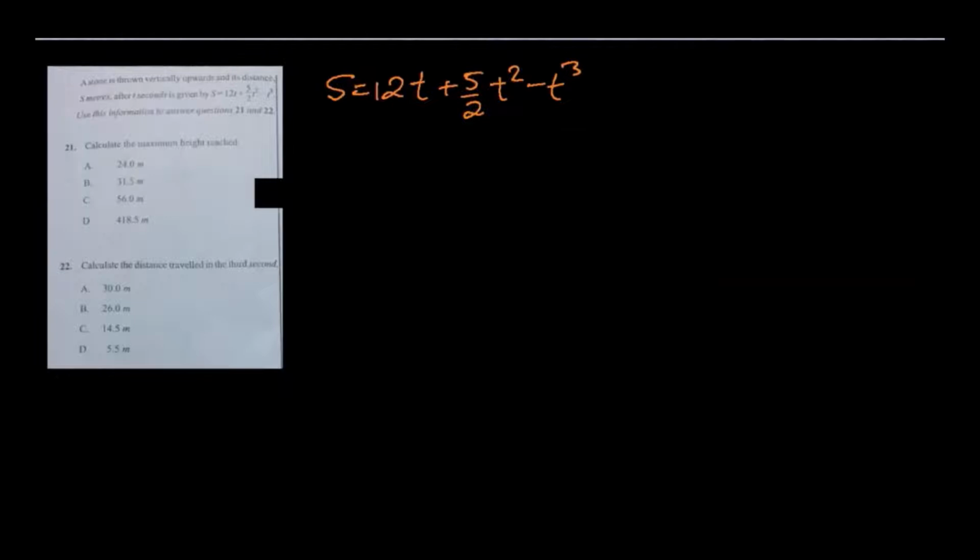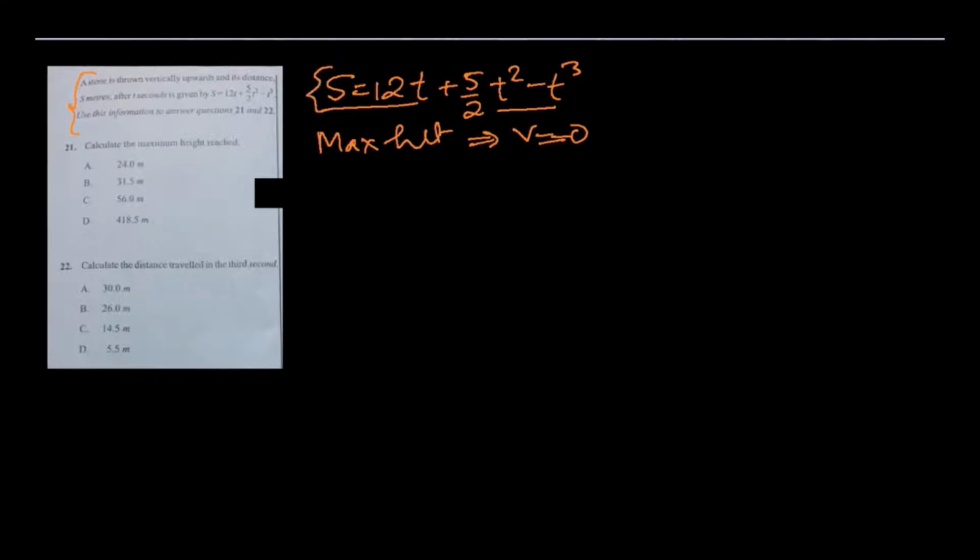Questions 21 and 22 are based on the information given here. They're saying this is the displacement equation for a stone that is thrown upwards, so we have to find its maximum height reached. We know that at maximum height, velocity is 0. It stops and then it falls back.